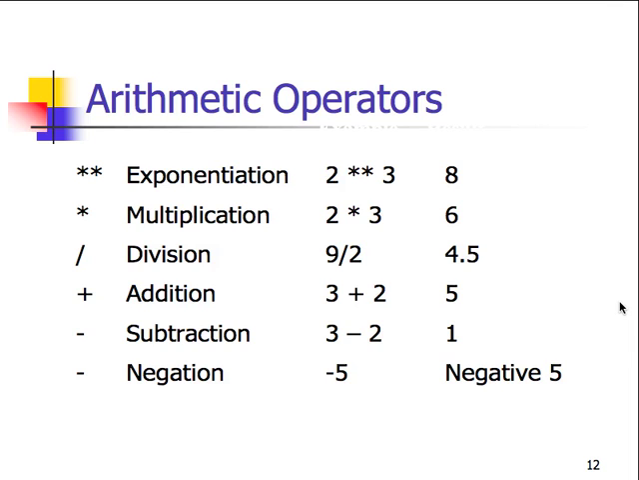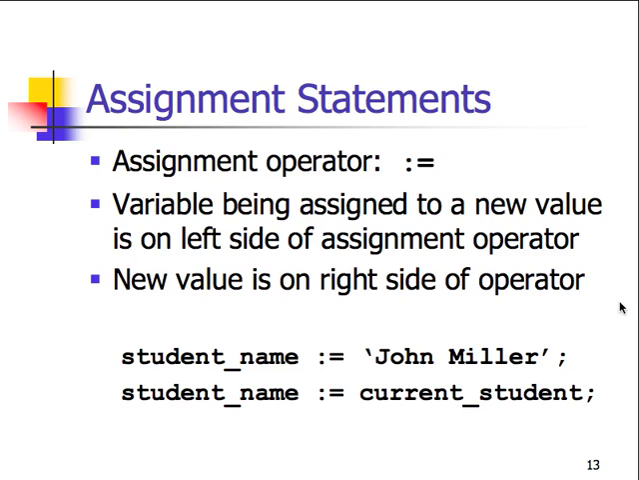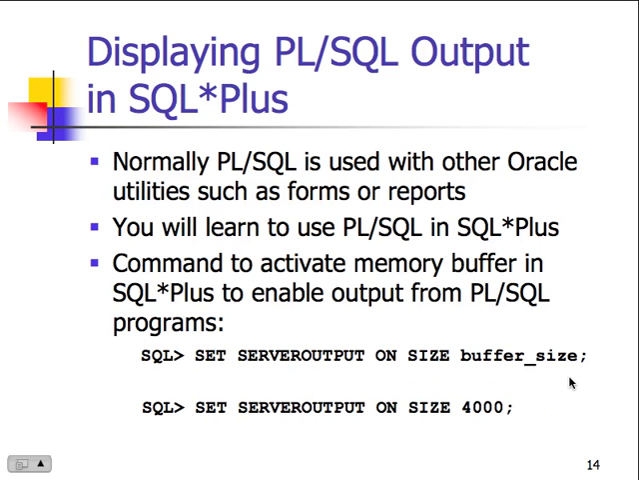Arithmetic operators also exist: exponential, multiplication, division, subtraction. We also have assignment statements. This is the Pascal-like kind of thing. So instead of an equals, we have a colon equals. So the syntax is a little different. Variables are assigned a new value; the variable is on the left-hand side of the operator and the new value is on the right side of the operator. So student name would be equal to John Miller. Student name would equal current name. If current name was current student, if current student was a variable, it would be automatically assigned.